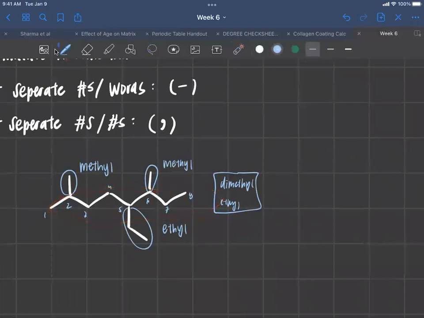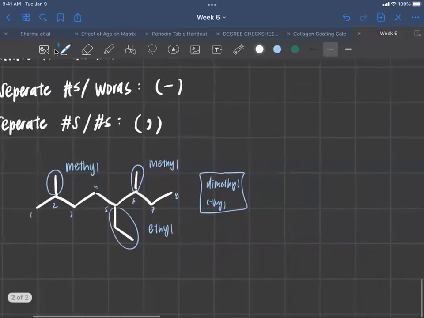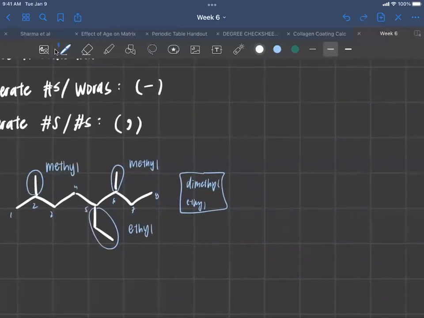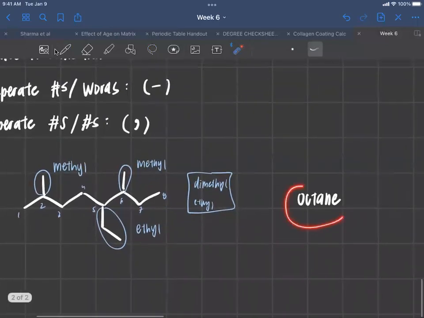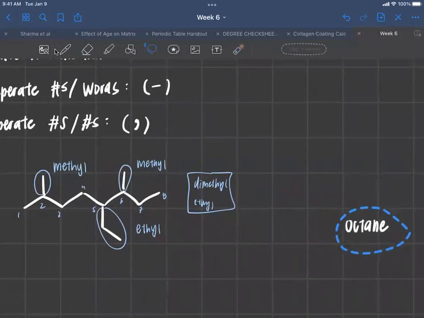If we're dealing with 8 carbons, we have the prefix of oct, so OCT. We're dealing with an alkane, and we're dealing with the parent chain, so we use the suffix of ane. It's not in a ring, so we don't need to add the prefix of cyclo. Again, we arrange our substituents in alphabetical order.